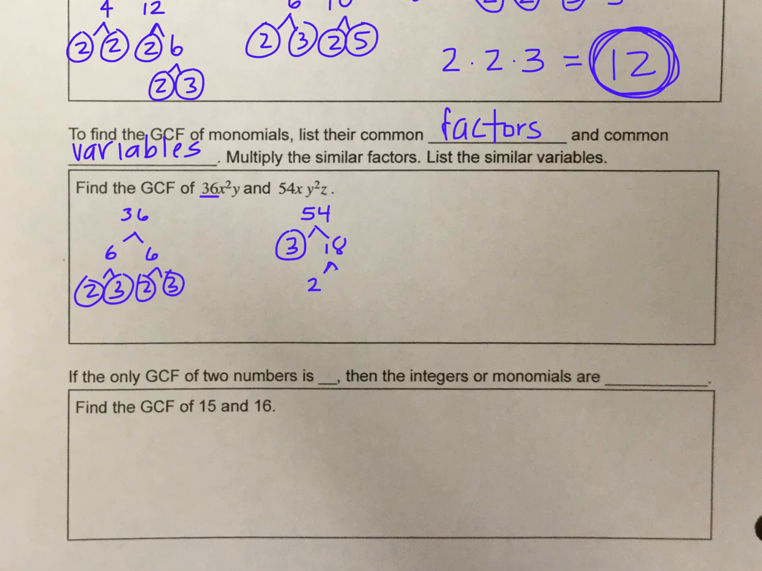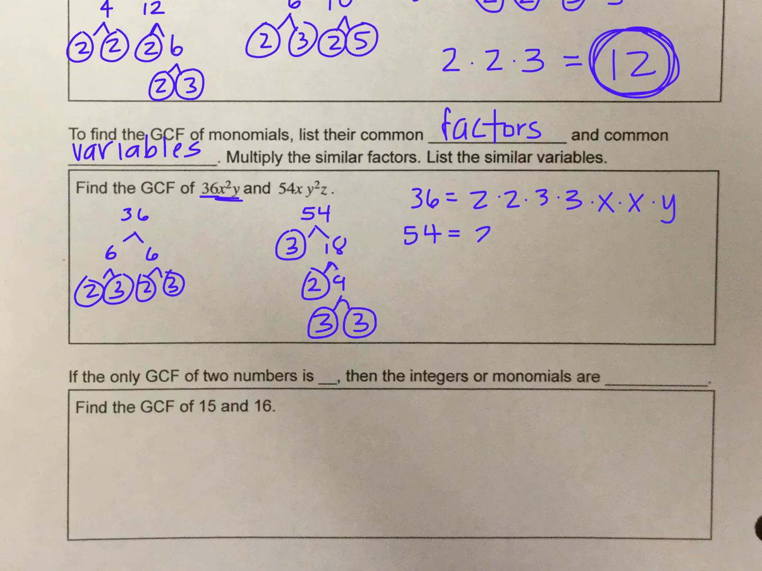And 3 and 3. All right, so for 36, I'm going to have 2 times 2 times 3 times 3. Then I have x, x, y. For 54, I have 2 times 3 times 3 times x, y, y, z.